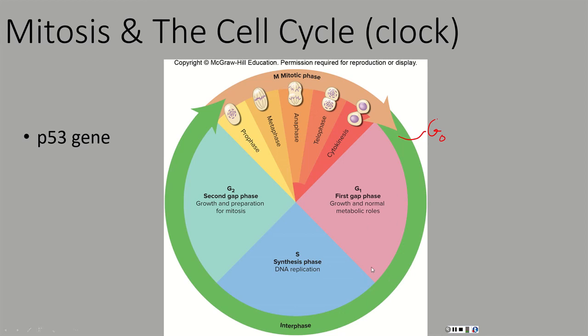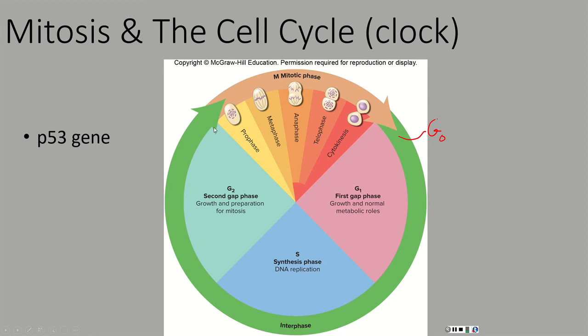So at the end of G1, the cell checks itself before it goes into S. At the end of S, the cell checks itself before it goes into G2. And right before mitosis, the cell checks itself to make sure it's okay before we make a duplicate. Why does the cell need to check itself? Well, 1, to make sure that it has everything that it needs.